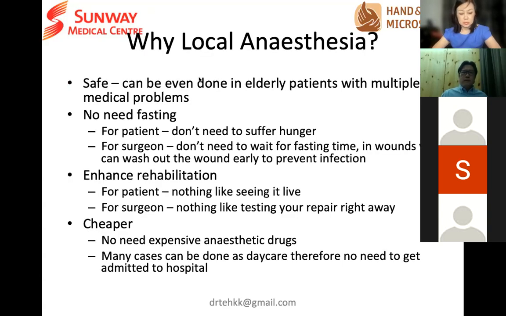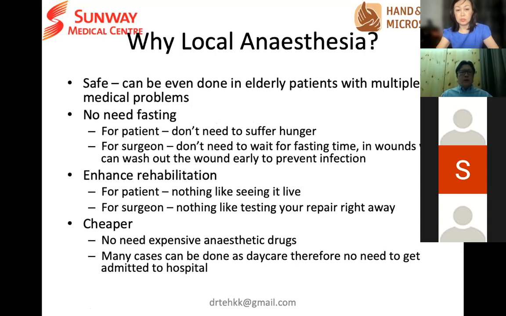So why local anesthesia? We think it's safer lah, because we know that some elderly patients can't be put under general anesthesia because the risk is high. You can get a heart attack and stroke during anesthesia. Again, the patient doesn't need to fast. Being hungry is one of those things that nobody likes. And already you are injured, and then now you are made to suffer. You cannot eat, and sometimes if your theater gets delayed, the patient will be hungry for many hours. And then again, you as a surgeon want to see the patient and get them to theater as soon as possible, or else you'll be waiting and waiting for theater for the fasting time.